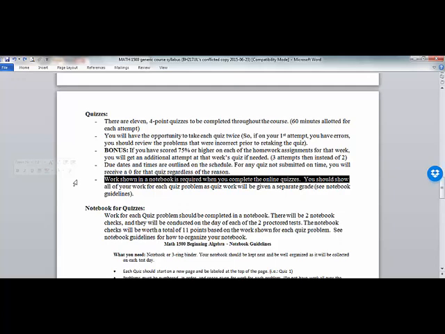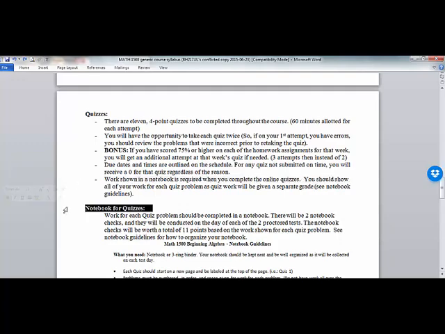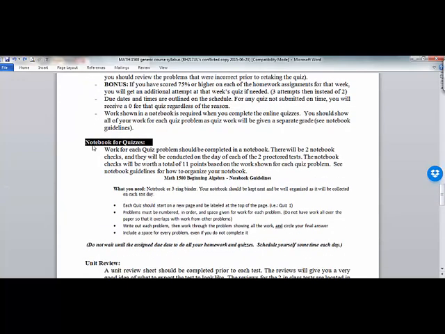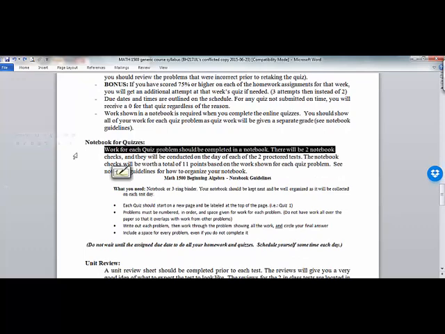So you should show all of your work for each quiz problem, as quiz work will be given a separate grade. And I have that explained down here in the notebook section. Work for each quiz problem should be completed in a notebook. There will be 2 notebook checks, conducted on the day of each of the 2 proctored tests. The notebook checks will be worth a total of 11 points, based on the work shown for each quiz problem. See the notebook guidelines and how to organize your notebook.